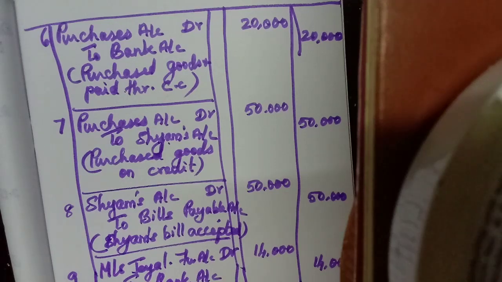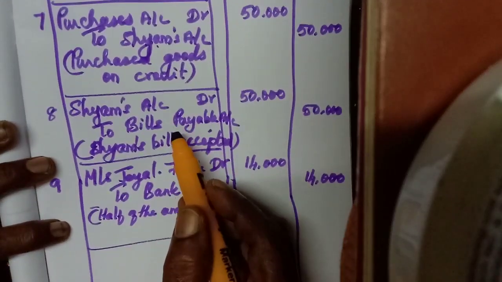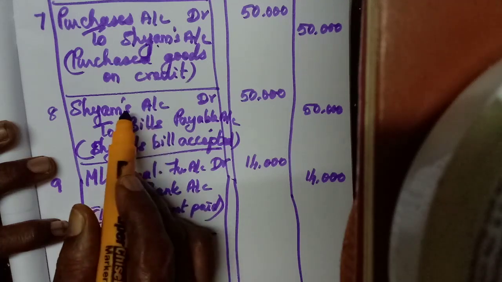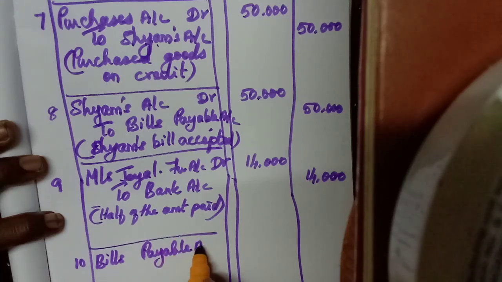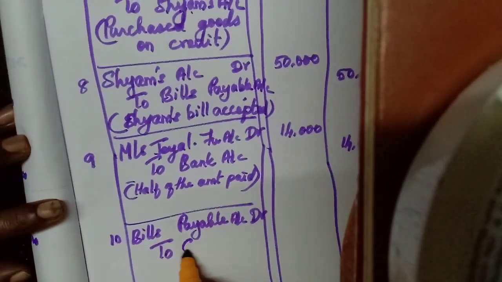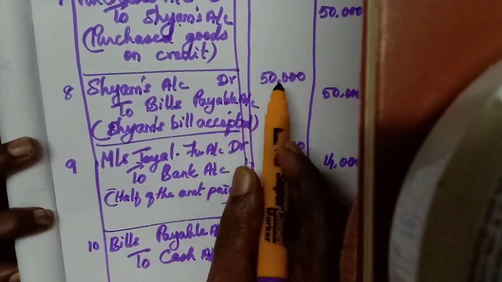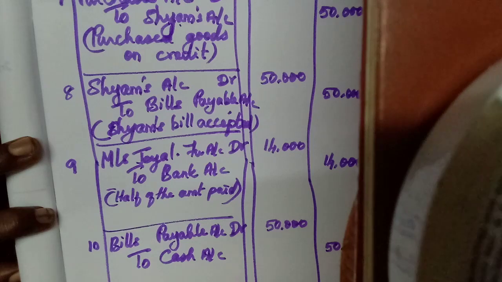Then Shyam's bill was paid. So we have paid for Shyam. Okay. So this bill we have to give to them. Okay. So bills payable account debtor. We have accepted that one we are going to pay. So bills payable account debtor to cash. We have paid through cash. Okay, Shyam's bill how much? 50,000. Shyam's bill paid or paid Shyam's bill.